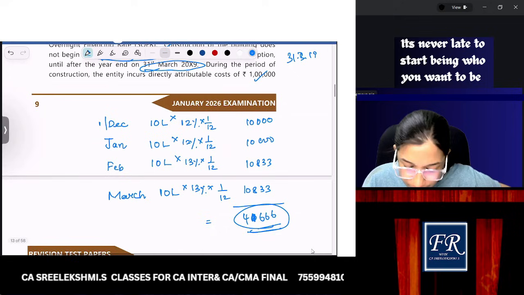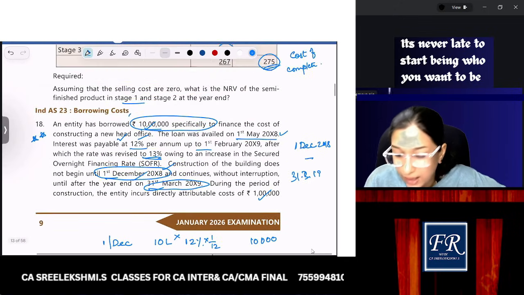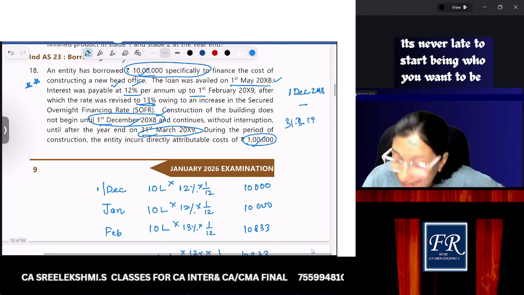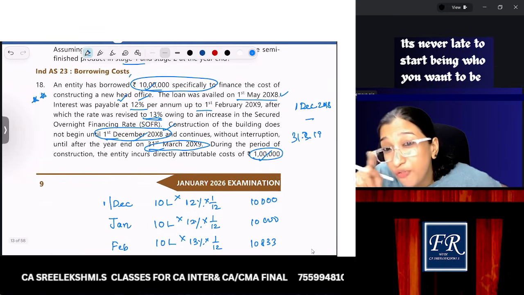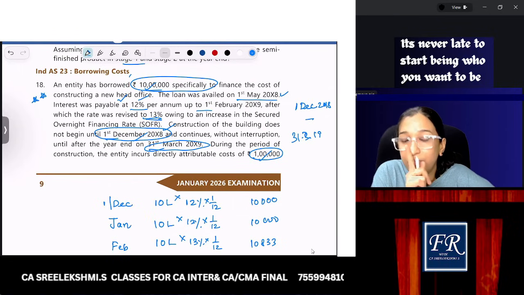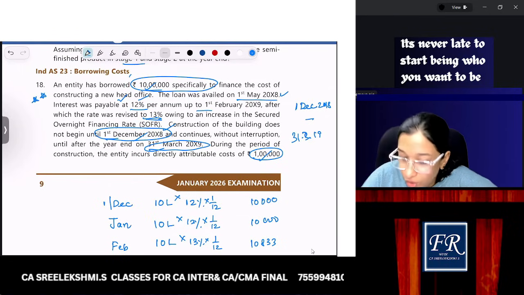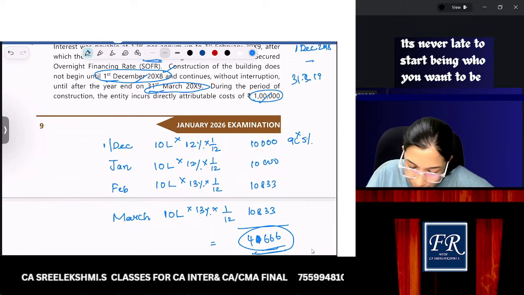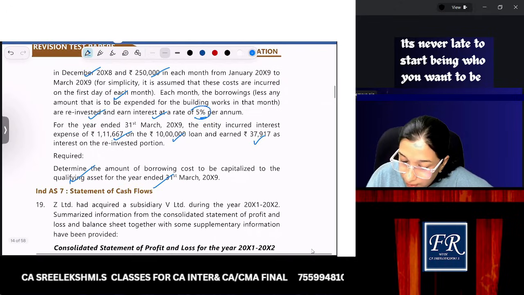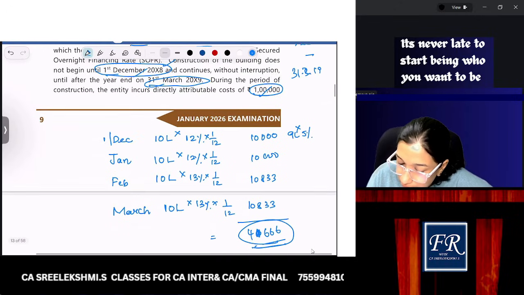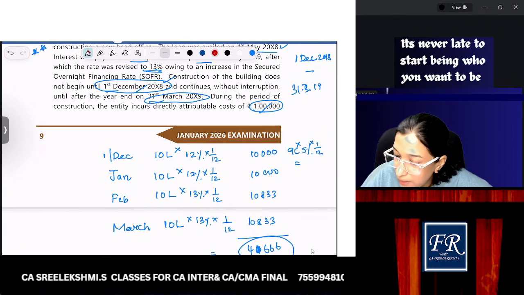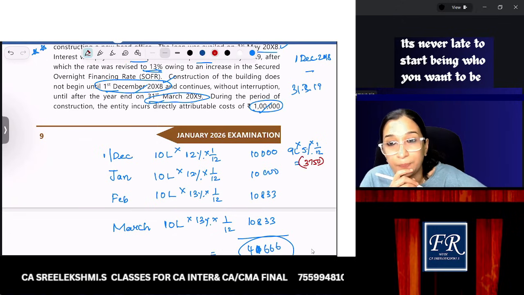Is there any investment income? So what they're telling, in December they used 1 lakh. In December they used 1 lakh means 9 lakhs is reinvested, because I got a loan of 10 lakhs and I used only 1 lakh in the first month. 9 lakhs was invested. So in December, 9 lakhs invested for how much interest? 5%. 9 lakhs into 5% into 1 by 12, I would have received as interest income. 3750 I have received as interest income.